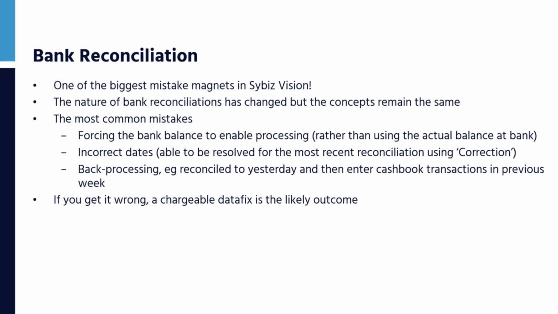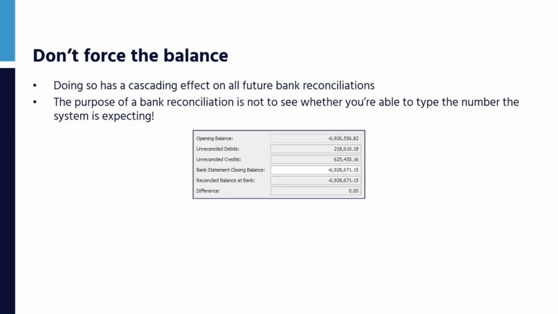So let's have a bit of a deeper dive into them and just talk a bit more about it. So yeah, the first one is don't force the balance. What that does, if you do incorrectly reconcile your current bank rec, then that has a cascading effect. So every future bank rec, unless you get your data fixed, will be out of whack as well. And there's no real way to get the train back on the tracks when that occurs.